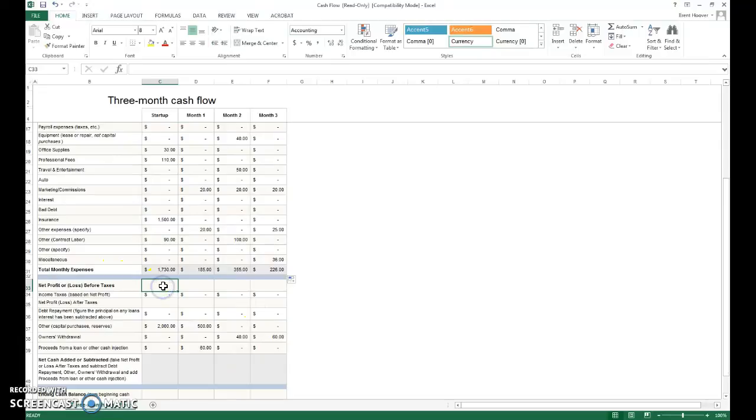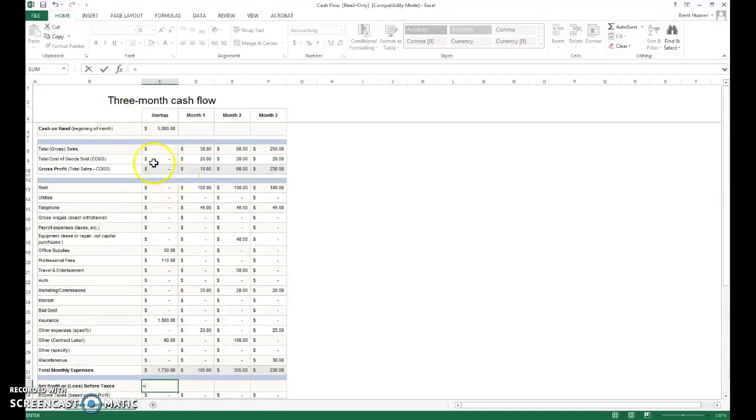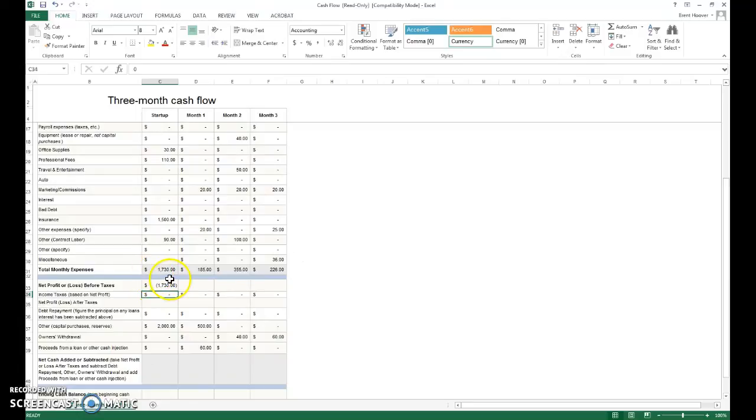Now from there we need to figure out the net profit or loss before taxes. All that is gross profit minus the monthly expenses. There you go. Needless to say, we don't have any gross profit, so it's not going to affect the net profit in this case. In this case, we see that we finally don't actually turn a profit on the margin until month 3.